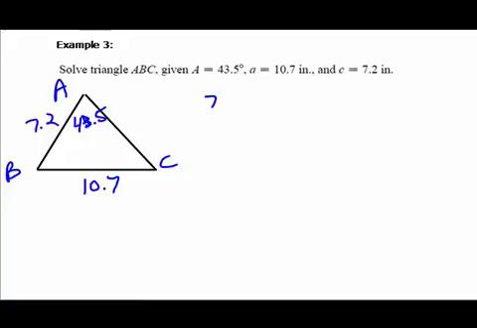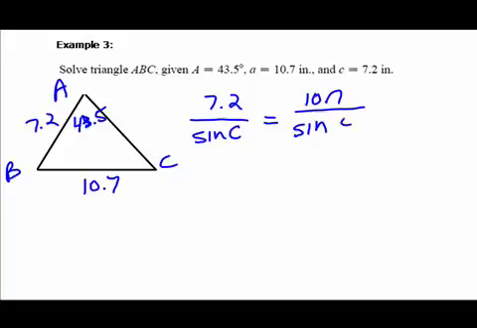So 7.2 over the sine of C equals 10.7 over the sine of 43.5. So we'll get sine C. You should get sine C is equal to 0.46319.